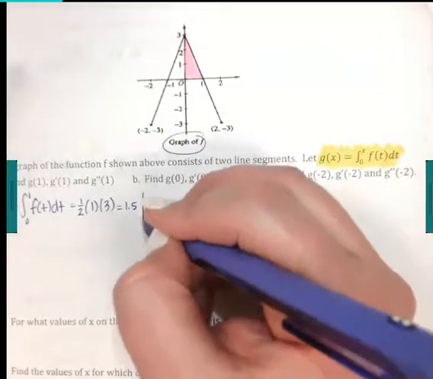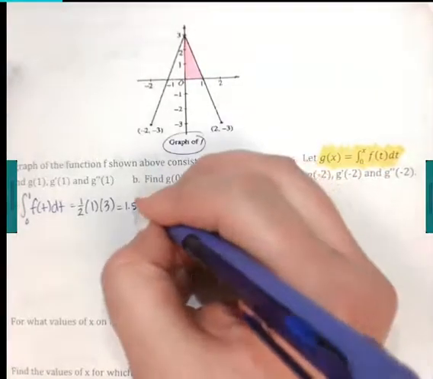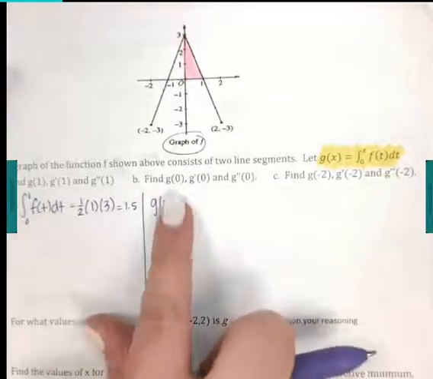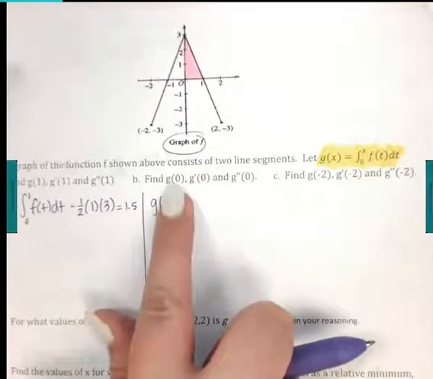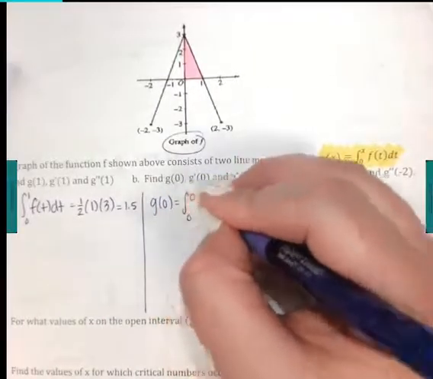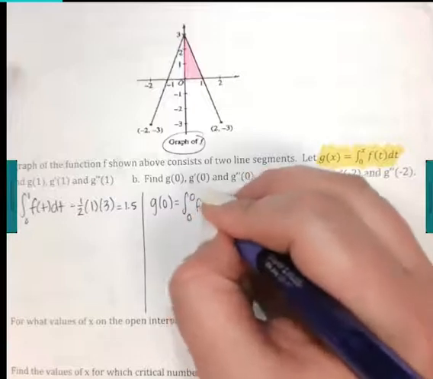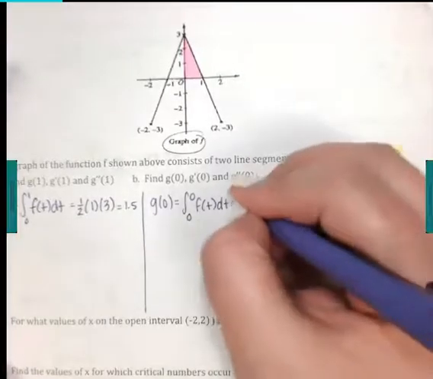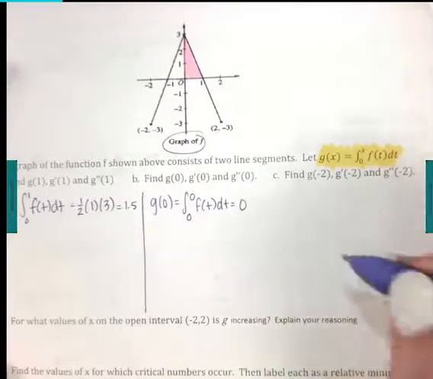Okay, now let's do part B just real quick. We'll come back to part A. What if I want g of 0? Then what do I want? Yeah, I want g of 0. What am I going to do? The integral from 0 to 0 of f of t dt. And do I even really need to look at the graph if the integral starts and stops at 0? Oh, it's 0.